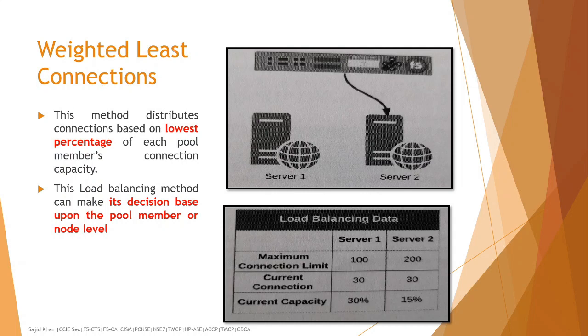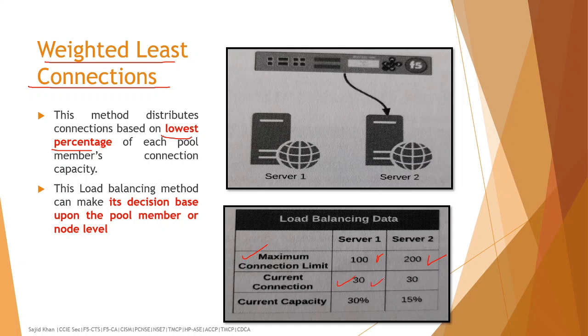Weighted least connection. This method distributes connections based on the lowest percentage of each pool member's capacity. So let's discuss with the diagram. You can see that we have server 1 and server 2, and in this diagram the maximum connection limit of server 1 is 100 and server 2's maximum limit is 200. Please keep in mind that for weighted least connection, you have to define the maximum connection limit.